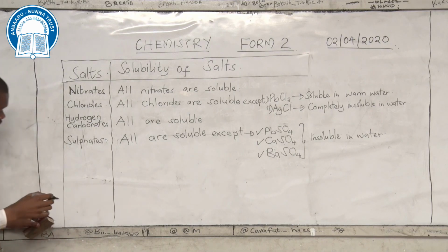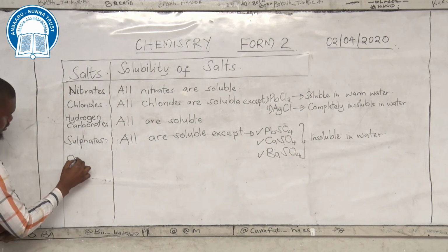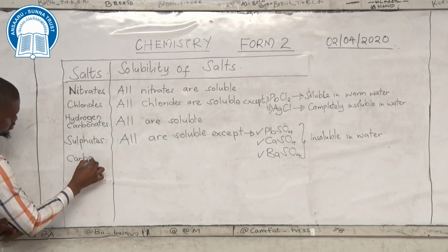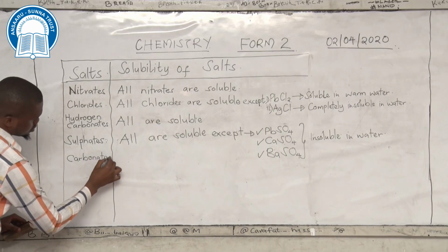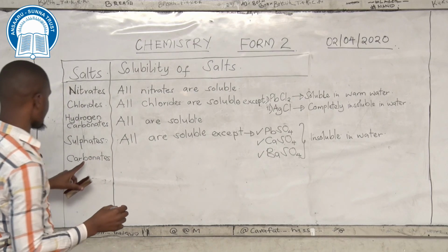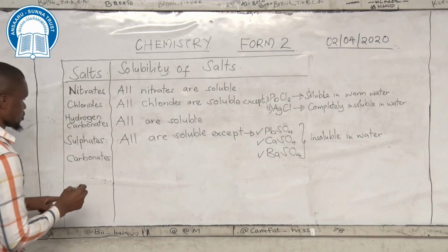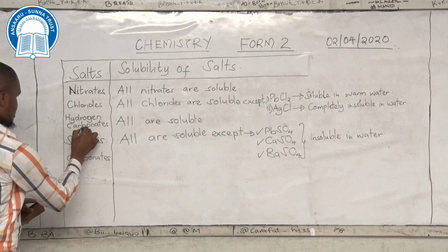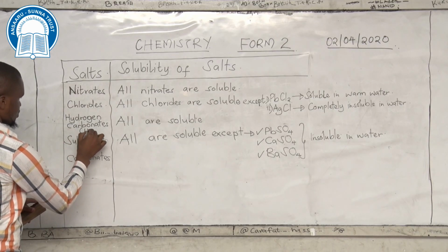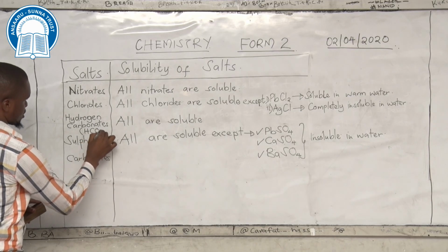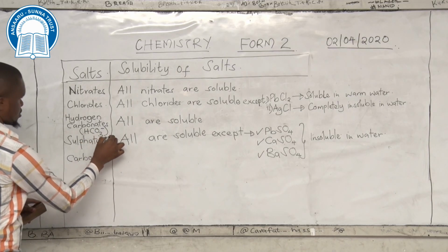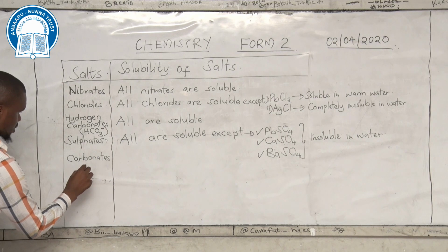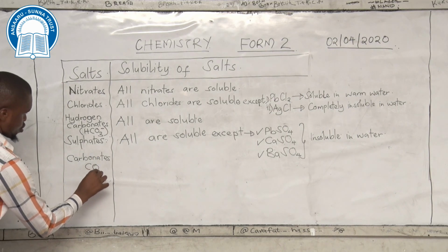The next category of salts has to do with carbonates. Remember, there is a difference between carbonates and hydrogen carbonates. When you're talking about hydrogen carbonates, the formula is HCO3, and when you're talking about carbonates, it is CO3.